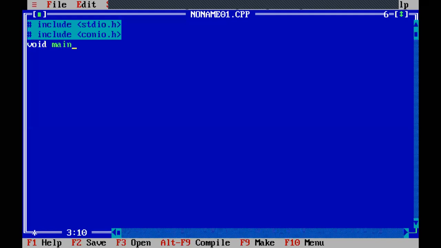Void main. Int basic, comma, experience, float salary. So what is the input? We have two-line input. So print enter basic, and actually I have not given an input prompt. There we have the two-line input: one is basic and DA. That's why I am directly writing scanf.